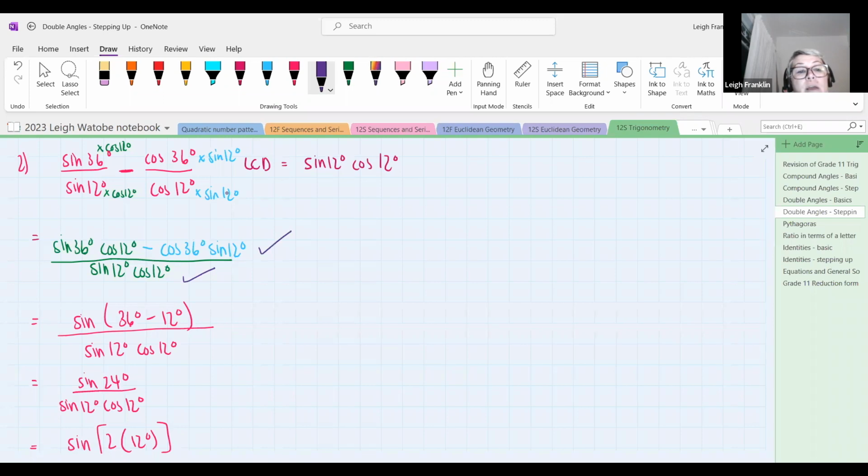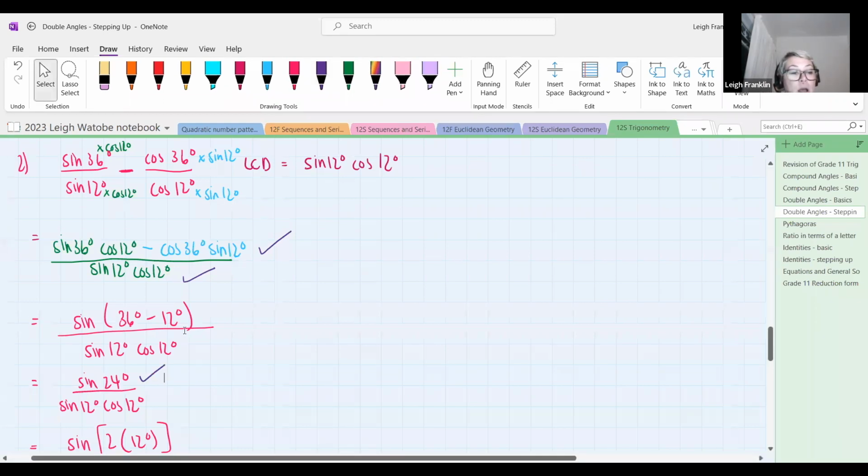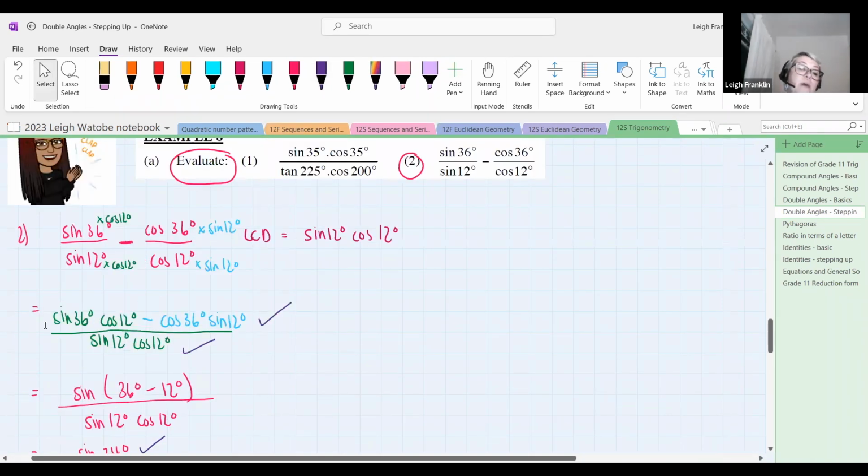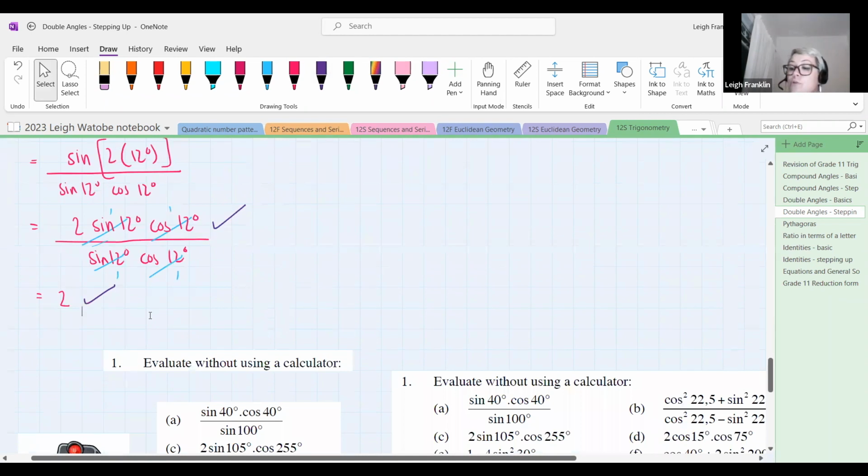They'd also be looking that your numerator was correct, and that you recognized that that was a sine compound angle. So there would be an accuracy mark on the sine 24 because you've recognized that it was a sine compound angle and you've applied that identity. Then they would be looking for you to expand sine 24 and write it as 2 sine 12 cos 12. So they'd want to see that step as well, and then your final answer. If the question said evaluate without the use of a calculator and you just wrote 2, you'd probably get no marks for it at all.